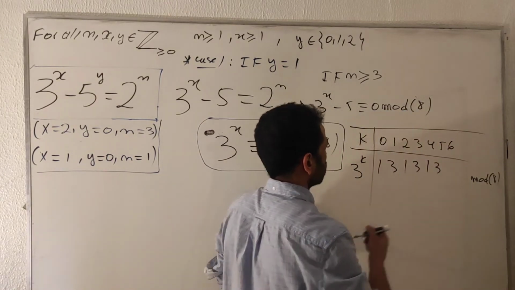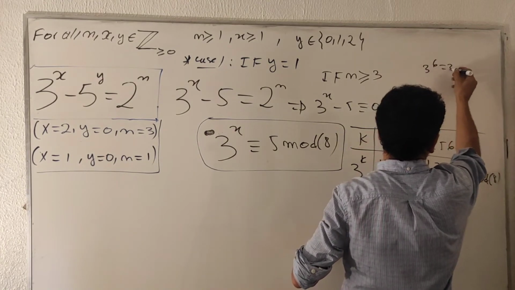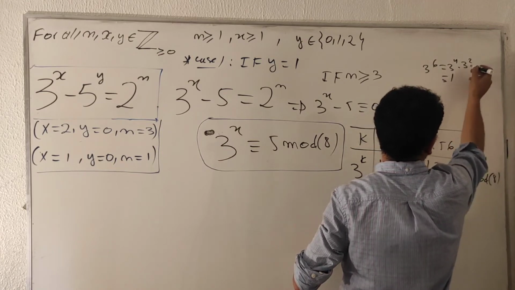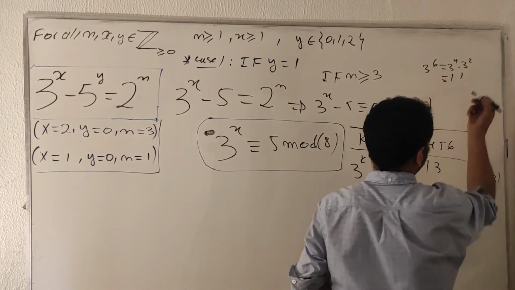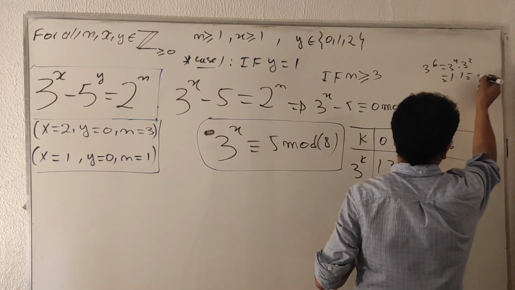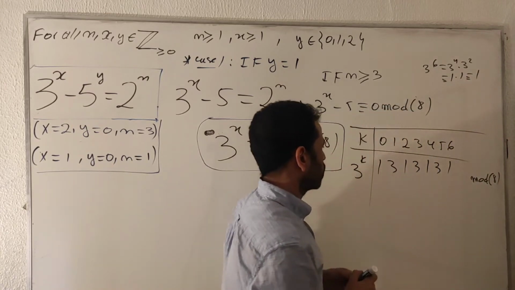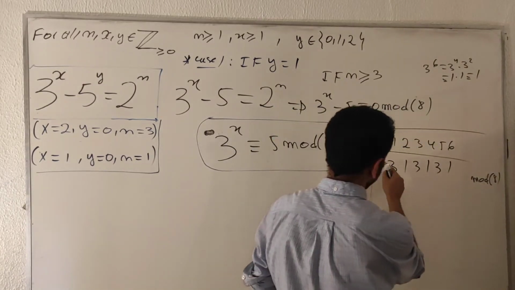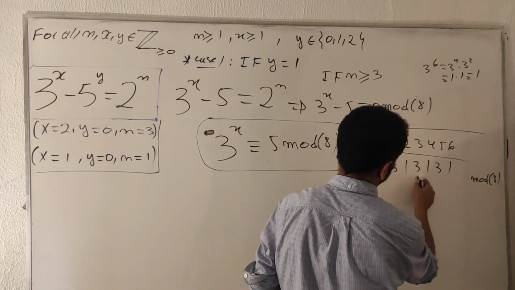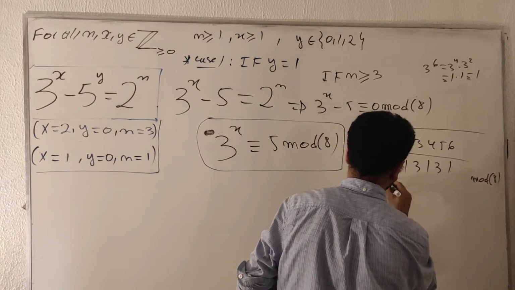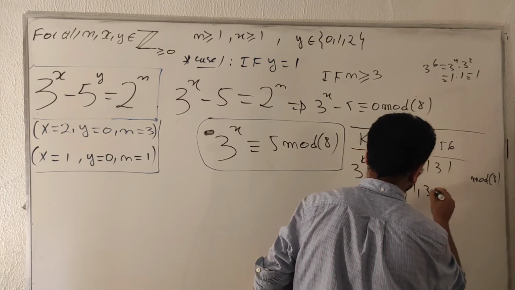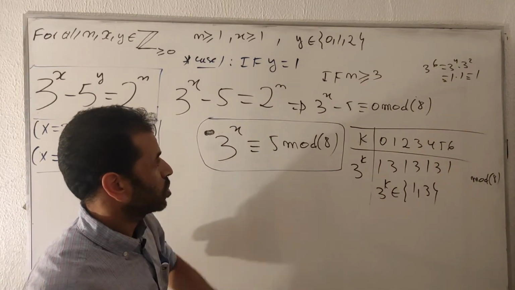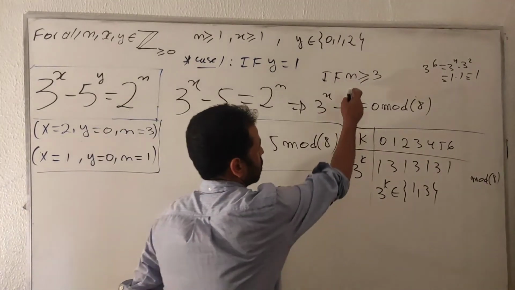3 to the 6 is the same as 3 to the 4th multiplied by 3 squared. We know 3 to the 4th has remainder number 1. 3 squared has remainder number 1 because it's 9. So this one has remainder number 1 here. If you take a look carefully at these remainders, this is kind of repeating. We have 1, 3, 1, 3, 1, and so on, which means this 3 to the k belongs to this set 1 and 3. But the problem, we have an absence of number 5 here. This means this equation is not accepting any solution when we have n superior to 3.